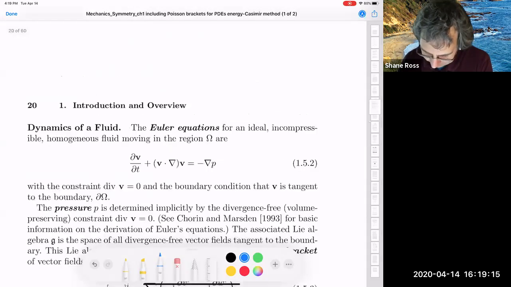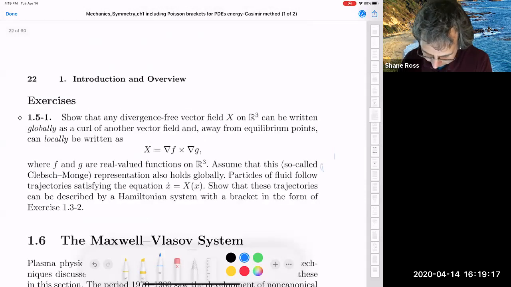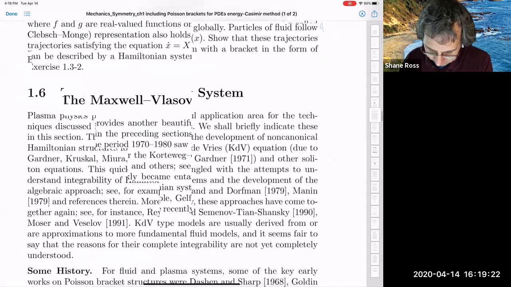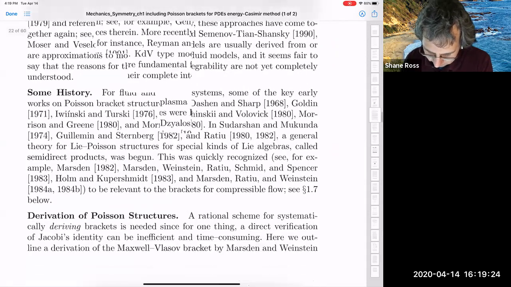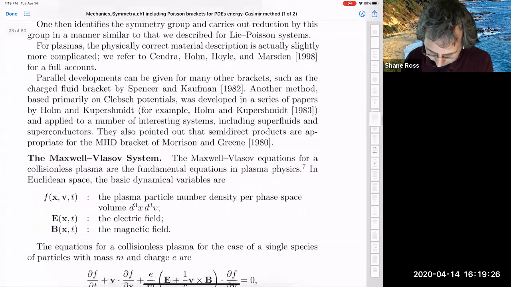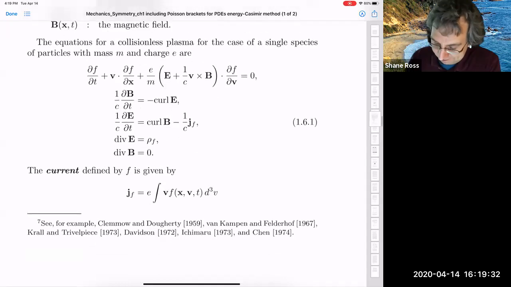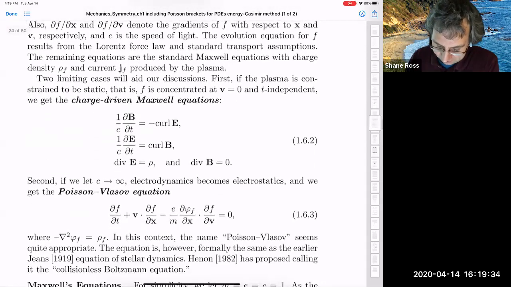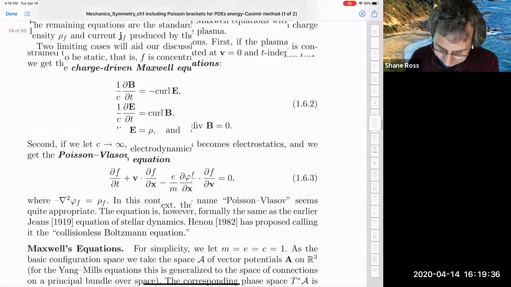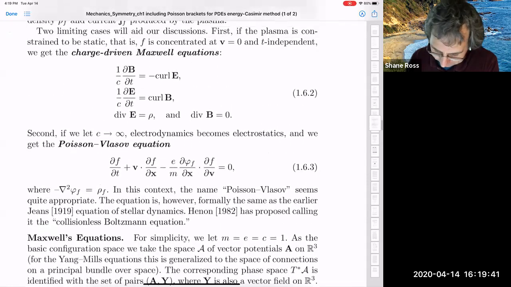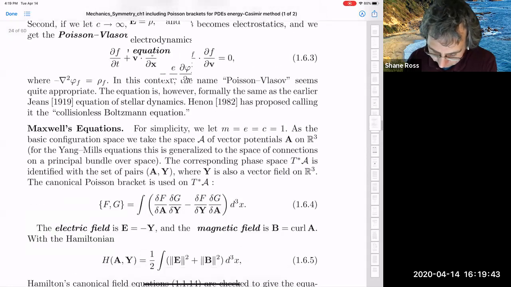And there's other things as well. The Maxwell-Vlasov system, this is related to plasmas. And that can be written, so this is the evolution of a plasma. It's like another phase of matter. And that can be written as Hamiltonian, if you find the right Poisson bracket.